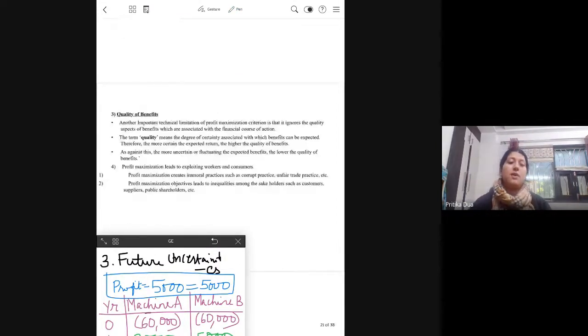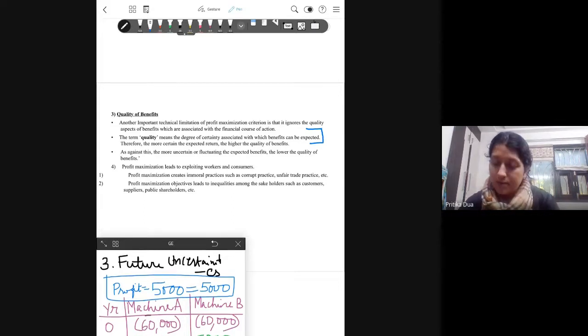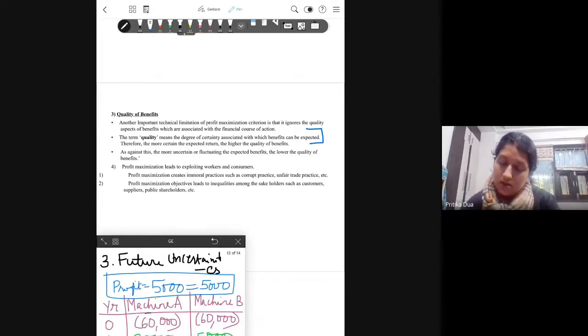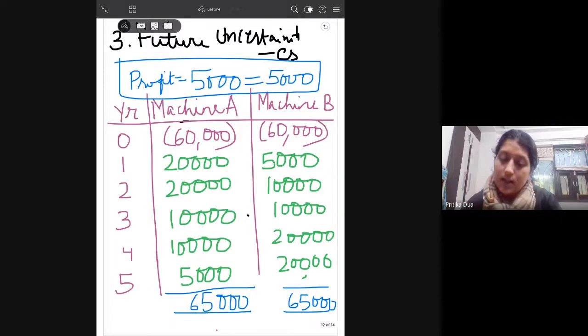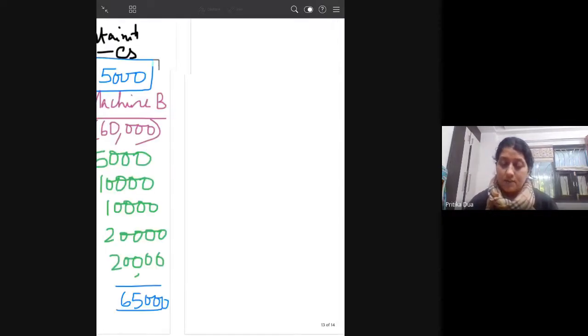problem with profit maximization. The third point you can see is quality of benefits. Now, what we mean by quality of benefits is the degree of certainty associated with which benefits can be expected. So again, I'll try and explain this concept with a practical example, and then this would make more sense to you. So let's take the same case.